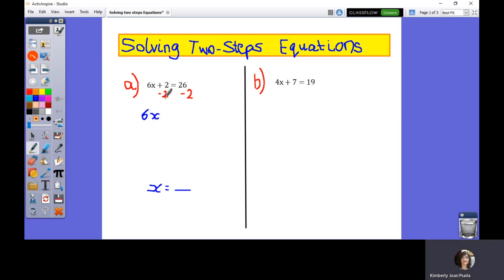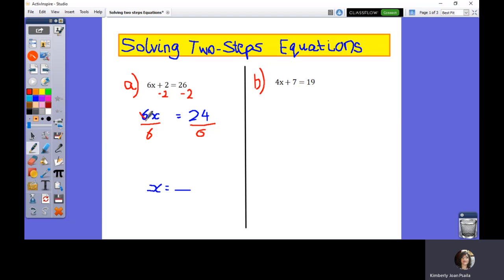This becomes 0. I can leave it empty here. 26 minus 2 gives us 24. Since 6x is equal to 24, what is the value of 1x? In order to get rid of this 6, which is multiplying with this x, I have to do the inverse. The inverse of multiplication, the opposite of multiplication, is division. So divide by 6 on the left and also on the right.